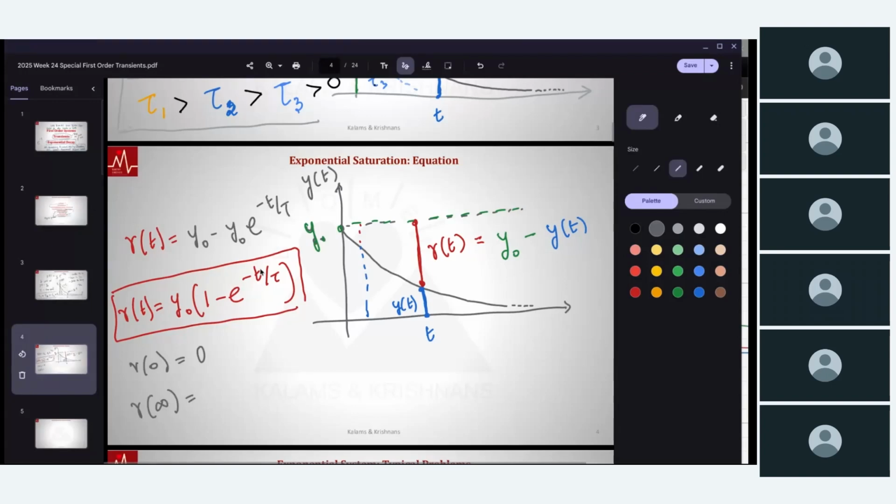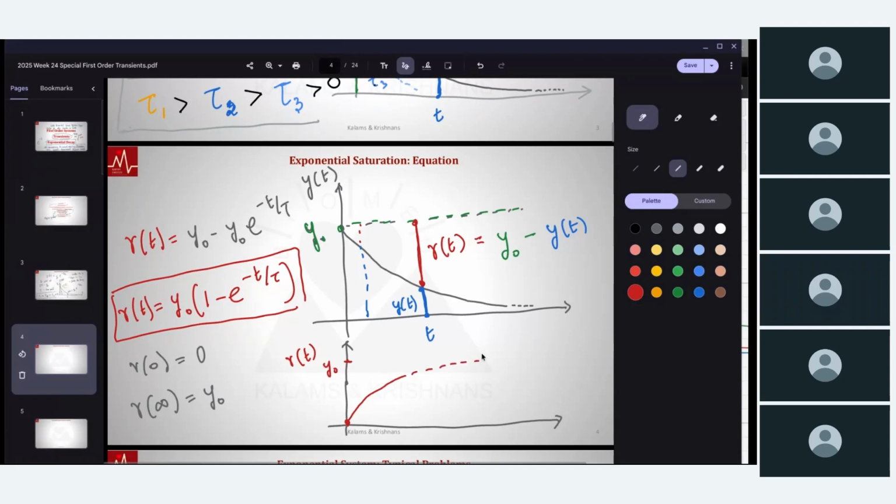As t tends to infinity, e power minus t is 0. You get y naught. So r keeps on increasing, and kind of saturates at y naught. If you had to plot that, just r of t, it looks like this. Here we have plotted y of t, right? Plot r of t. It starts at 0. Maximum it goes to y naught. It saturates to y naught.